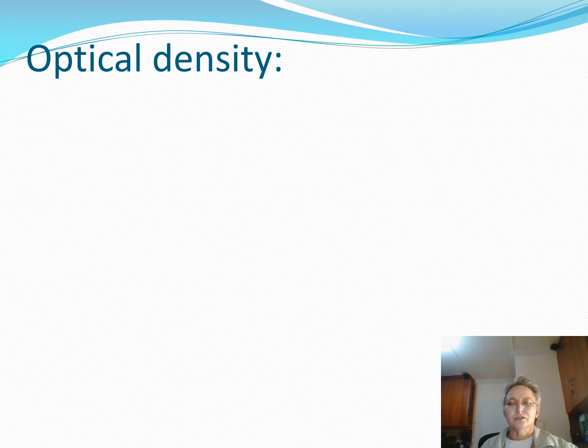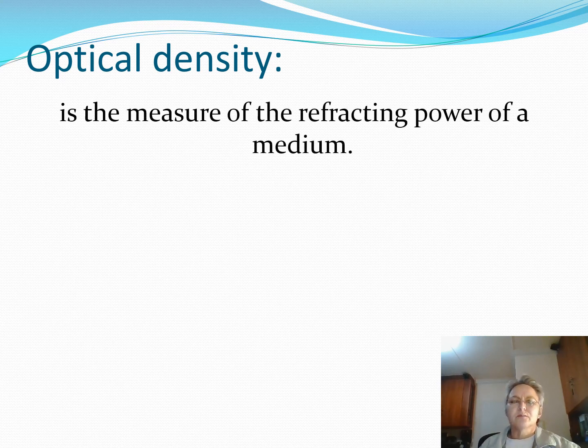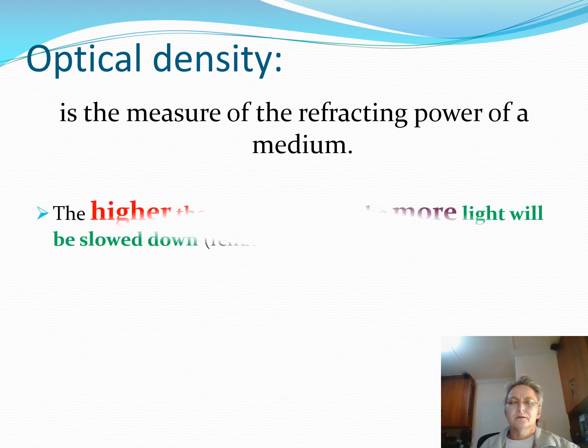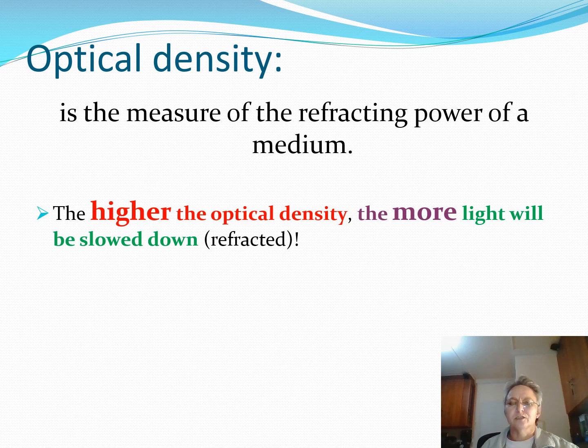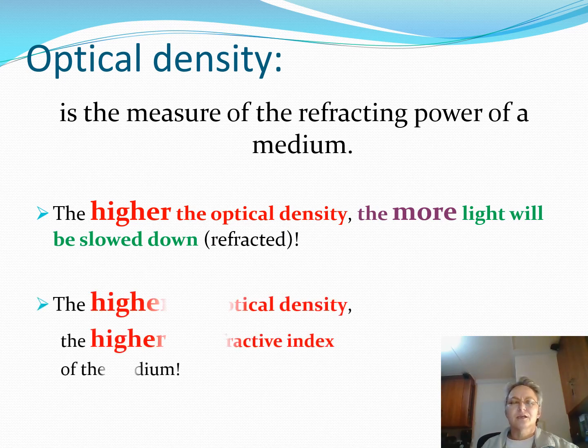Lastly, I want to just mention optical density. I've discussed it already, but let's just see the words. Optical density is the measure of the refracting power of a medium. So the higher the optical density, the more the light will be slowed down or refracted, and the higher the optical density, the higher the refractive index of that medium will be.